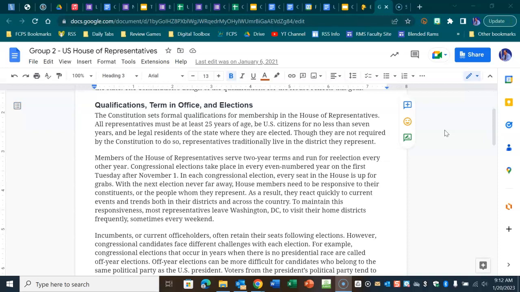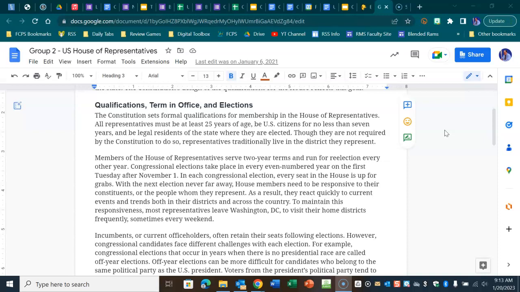Members of the House of Representatives serve 2-year terms and run for re-election every other year. Congressional elections take place in every even-numbered year on the first Tuesday after November 1st. Each congressional election, every seat in the House is up for grabs.